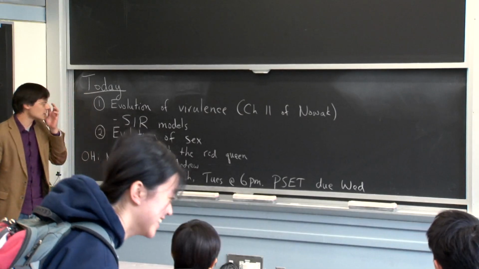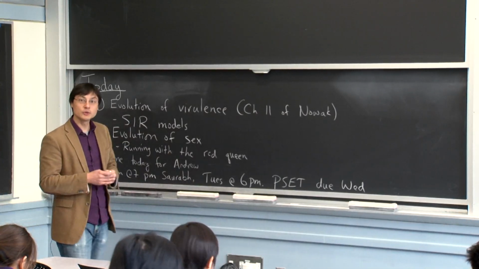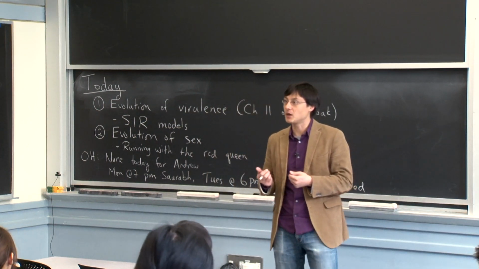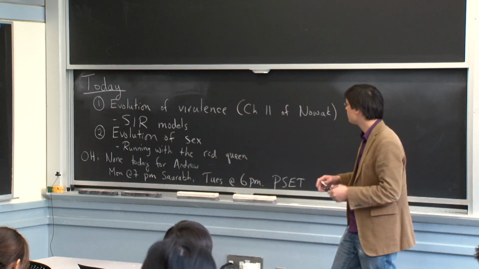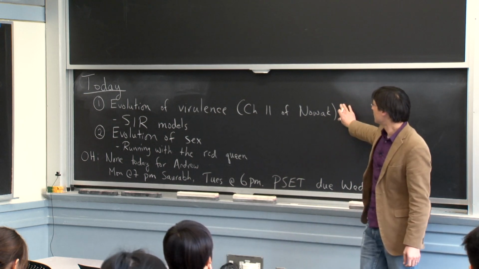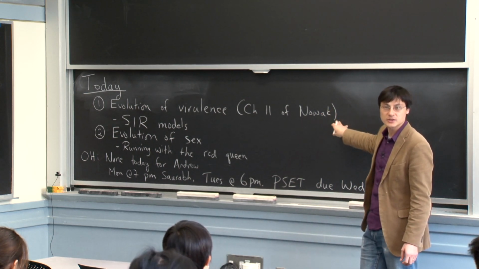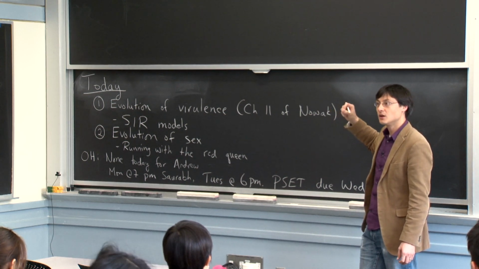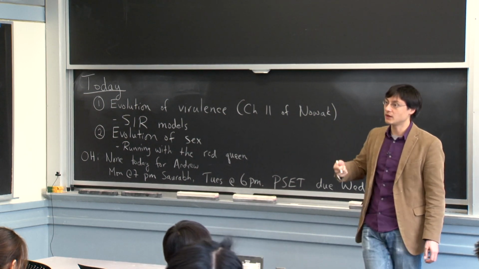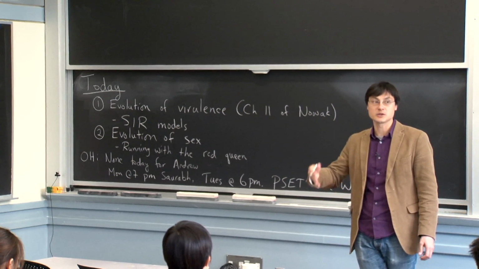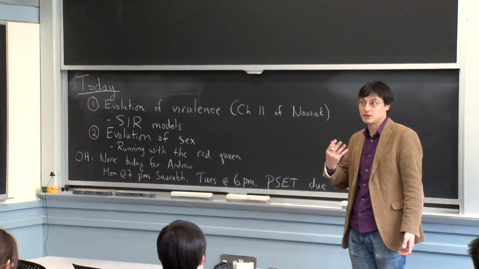Okay, so today what we want to do is talk about two related topics. The first is the question of the evolution of virulence and how to model host-parasite interactions more broadly. That's modeled on chapter 11 of Martin's book. We'll focus on the first half of it for the discussions today. This is in the context of when a given host can only have one strain of the parasite or virus or whatnot inside that body.